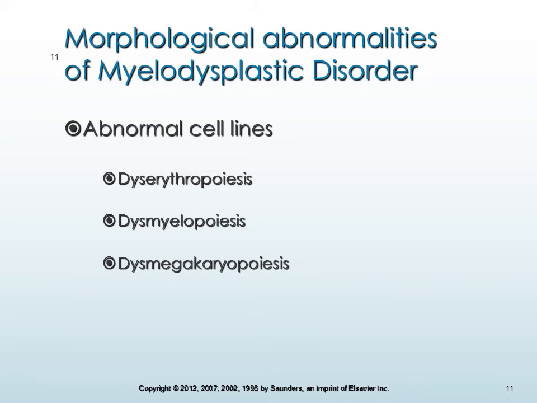Now, the cells that are involved, we mentioned, are the myeloid cells, and they end up with dysplastic morphologic features. So, in erythrocytes, you have dyserythropoiesis, you have dysmyelopoiesis, or dysmegakaryopoiesis.